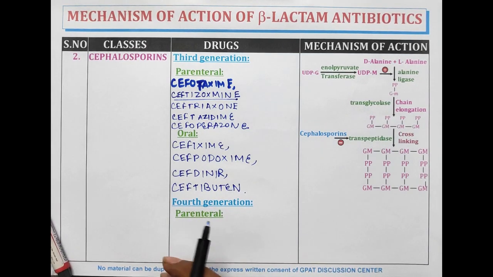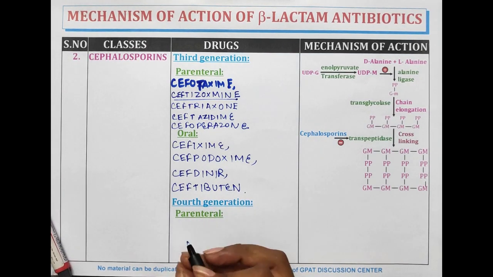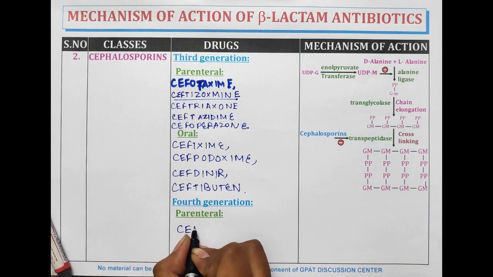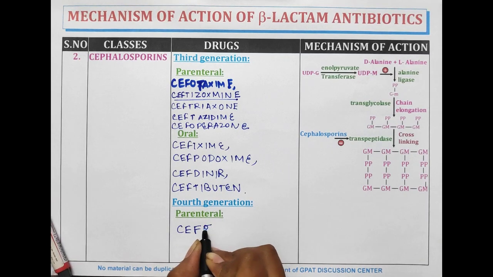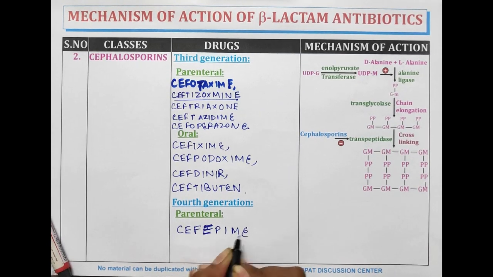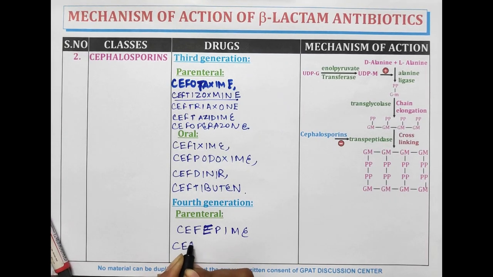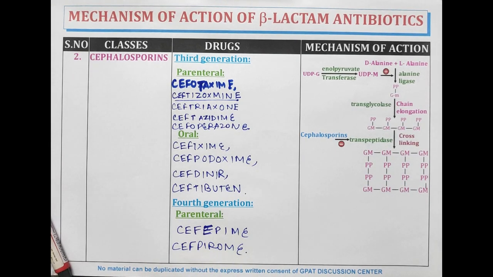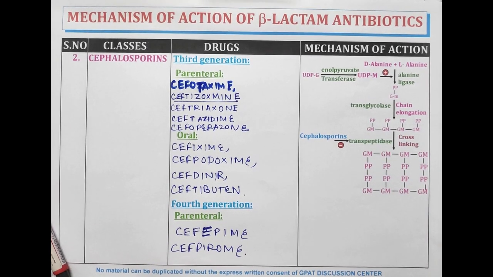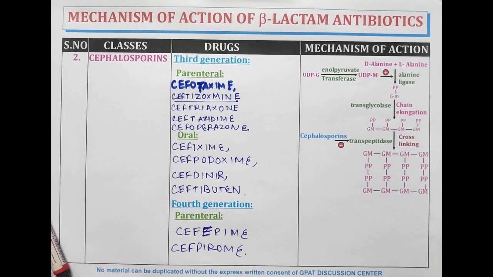Fourth generation parenteral cephalosporins are cefepime and cefpirome. Fourth generation cephalosporins are only given parenterally. No oral fourth generation cephalosporin is present.